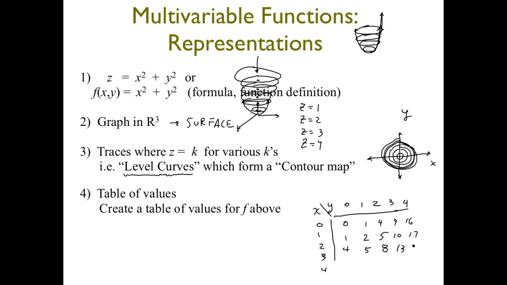Did I do it right? Did I have the right numbers? That was for 2. Do I got the right numbers? Do you see what I'm doing? It's just given an x and a y, what's z? It's x squared plus y squared. So this table of values then is a representation of that function f. So all of these are representations: formula, the surface graph in R3, the contour map, or the level curves in R2, a table of values. These are all valid representations of a multivariable function.